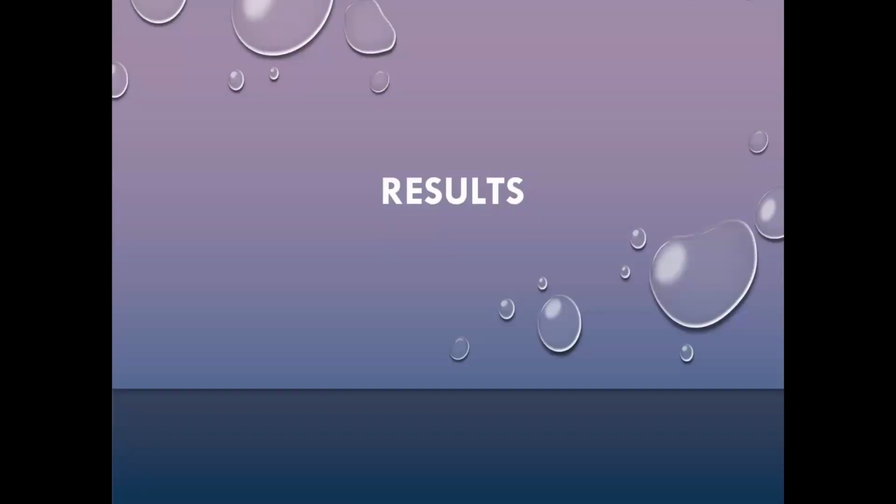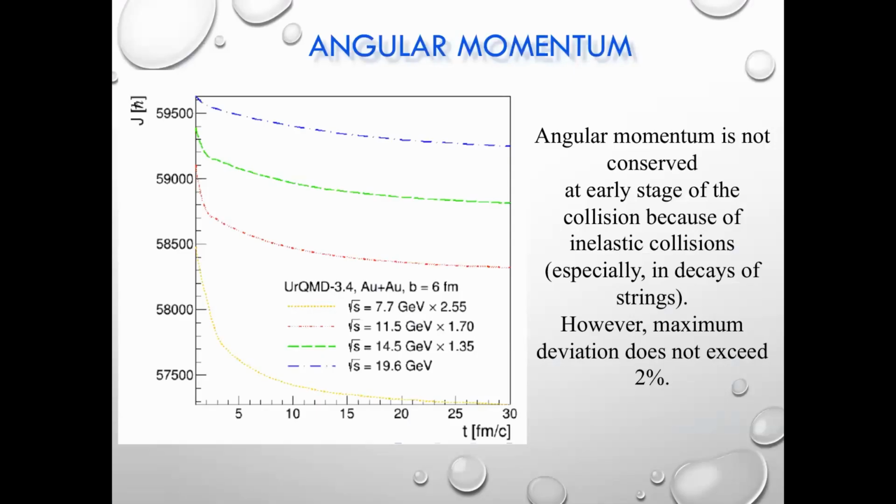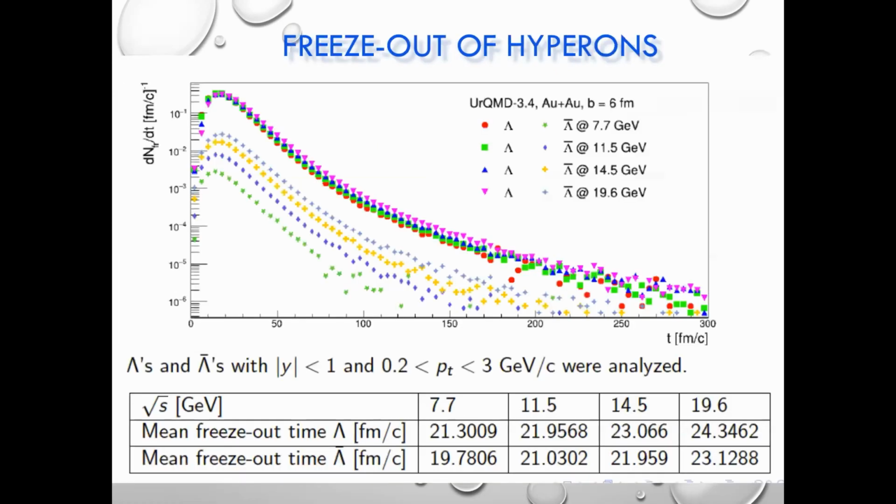Next slide. And now I'm coming to the results. First, we checked the conservation of angular momentum. We found that it is not conserved exactly, especially at the early stage, because of inelastic collisions. However, the deviations are within 2%, so it's quite good accuracy. Next slide.